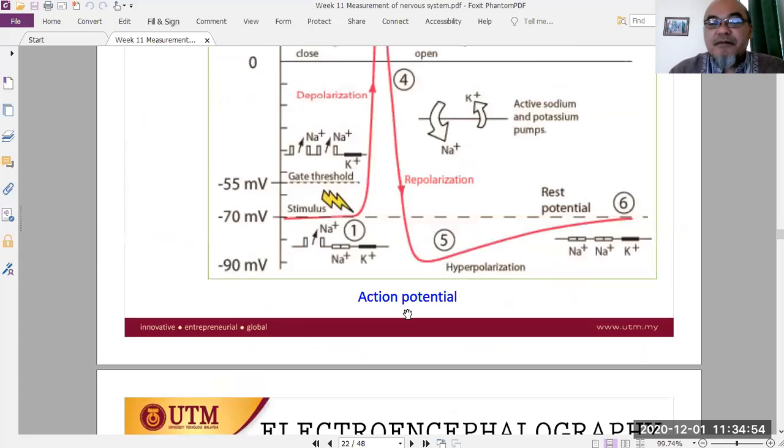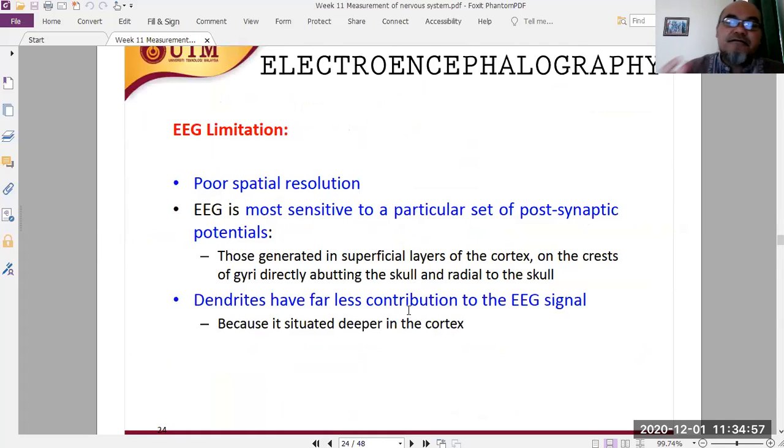So why is it still a problem? Because with EEG itself, it is very difficult to monitor the whole surface of the brain with high spatial resolution. It's improving, but previously, for example, only 8 electrodes, then increased to 16, 24, maybe until 32 or 64 electrodes, many small electrodes in the cap. EEG is most sensitive to a particular set of postsynaptic potentials, those generated in superficial layers of the cortex on the crest of gyri directly abutting the skull and radial to the skull.